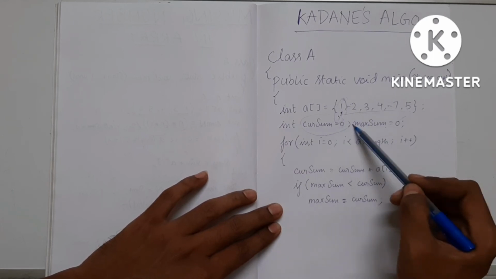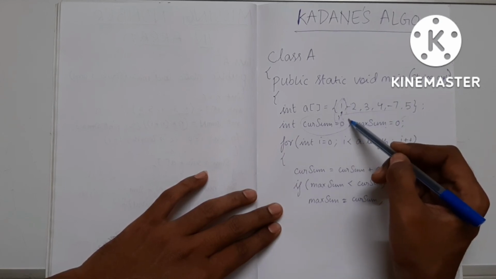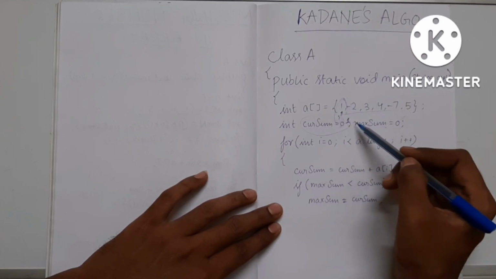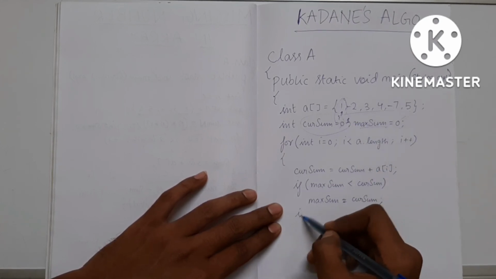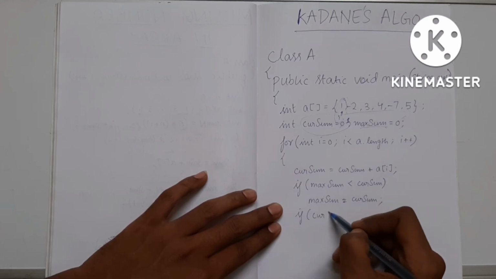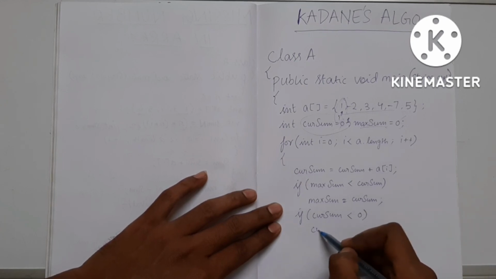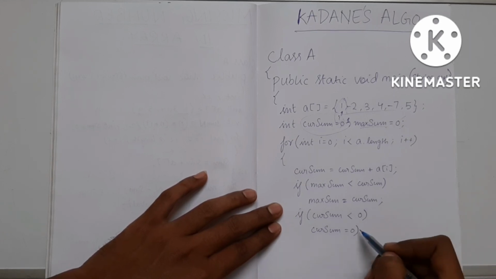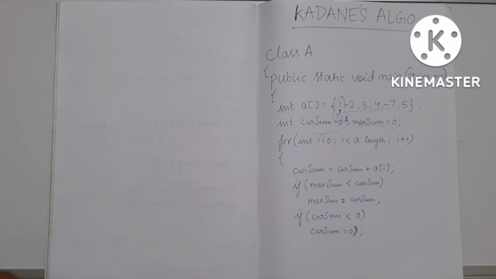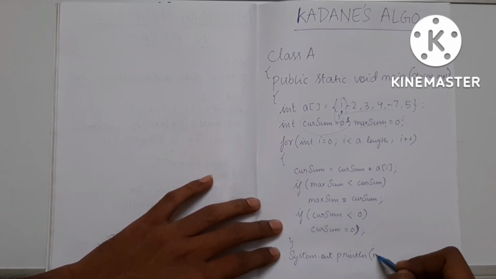I hope you get what I am doing. We are comparing current sum and max sum. Since we added 1, the current sum is now 1. We are comparing 1 and max sum, and we are storing this 1 to max sum. Next, what we have to check? We have to check if current sum is not becoming a negative value. If it is becoming a negative value, what we have discussed is we will make current sum 0 and we will start fresh. After the loop, we are going to print the max sum.